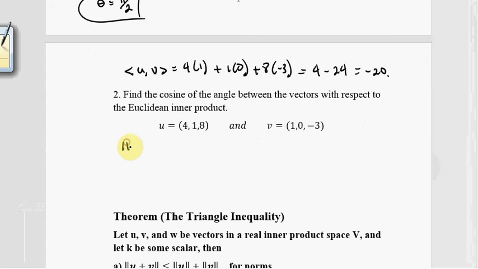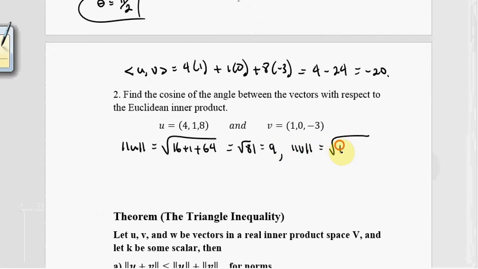What about the norm of u? The square root of 16 plus 1 plus 64, the square root of 81, or just 9. What about the norm of v? The square root of 1 plus 9, or the square root of 10.